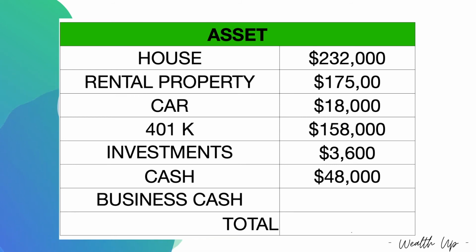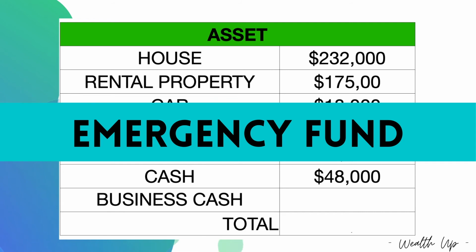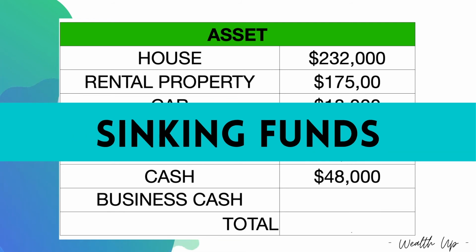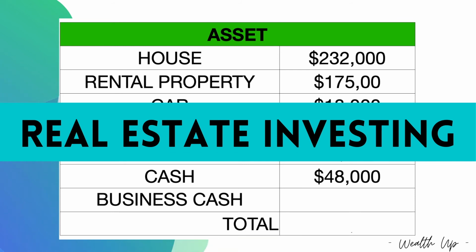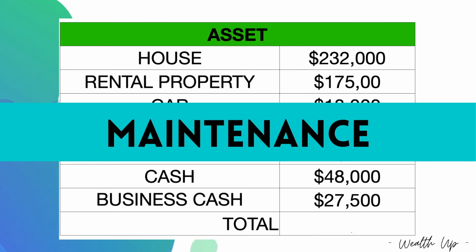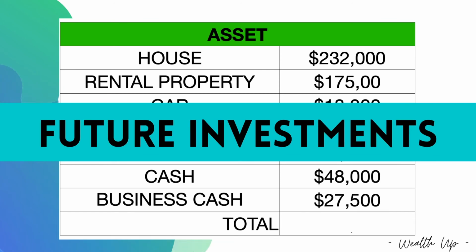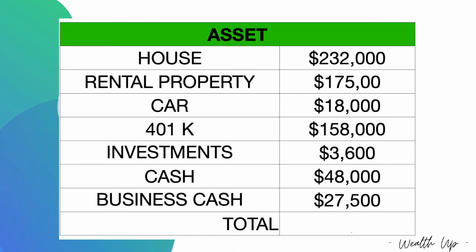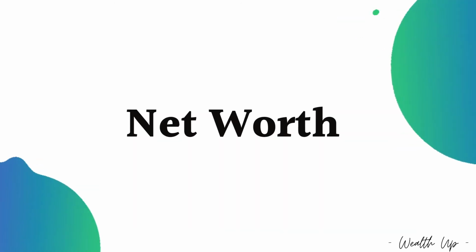This may seem like a lot, but it includes my emergency fund, sinking funds, and an opportunity fund for real estate investments. I also have $27,500 in my business savings account. This is for covering maintenance costs, vacancies, and future investments. Adding up all of my assets, they total $662,600. Now, let's move on to calculating my net worth.